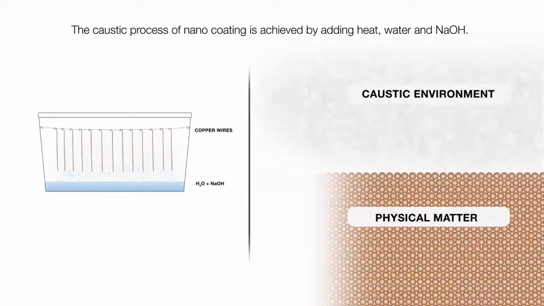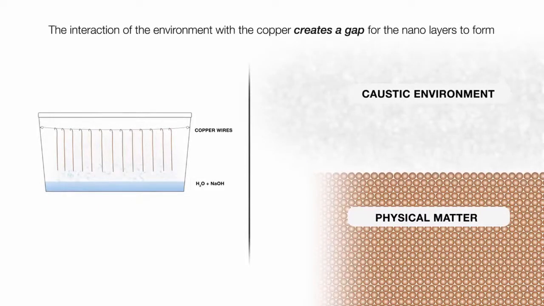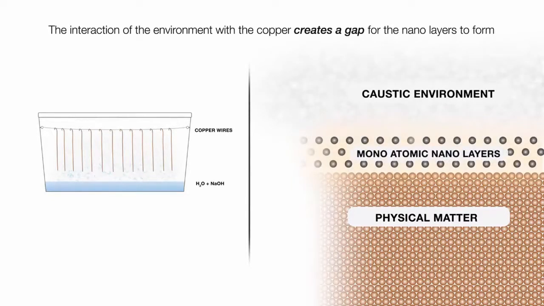The caustic process of nanocoating is achieved by adding heat, water, and sodium hydroxide. The interaction of the environment with the copper creates a gap for the nanolayers to form. So you see the physical piece of copper, and it's in that caustic environment.